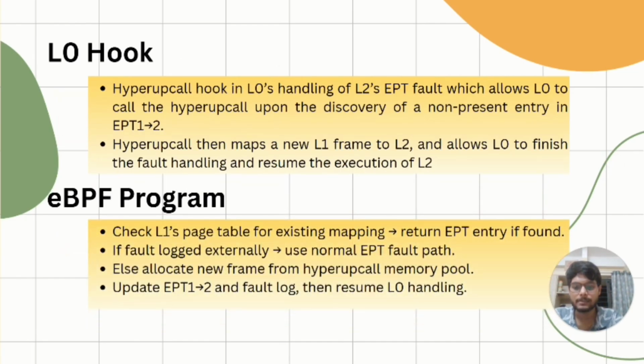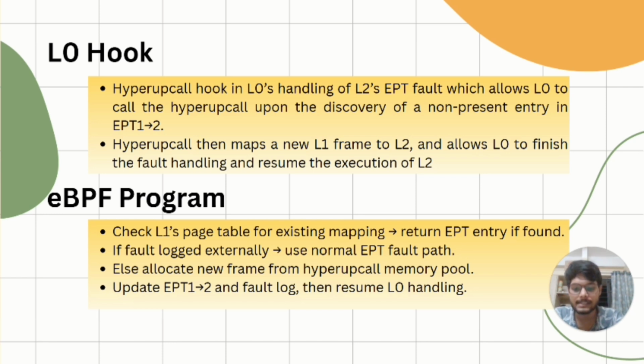The EPT fault hyperupcall is hooked directly into L0's EPT fault handling. When L0 detects a missing entry in the EPT 1-to-2 mapping, it triggers the hyperupcall instead of forwarding the fault to L1. The hyperupcall then allocates a new frame, updates the mapping, and resumes L2's execution, effectively skipping several world switches. Inside the eBPF program, the logic works as follows.